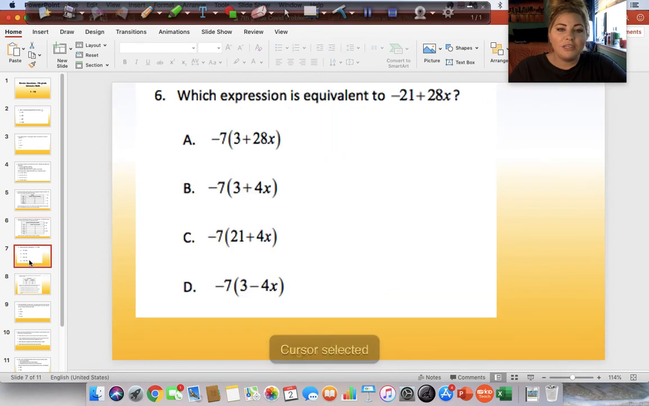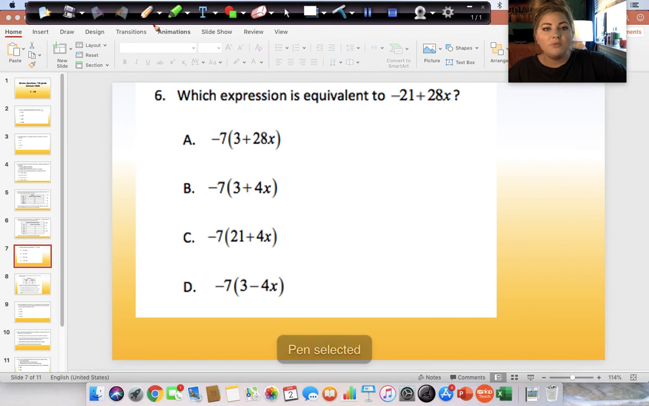Okay, let's move on to the next one. Remember, you can always pause this video at any time to slow things down or write things down. Okay, so this one says, which expression is equivalent to negative 21 plus 28x?